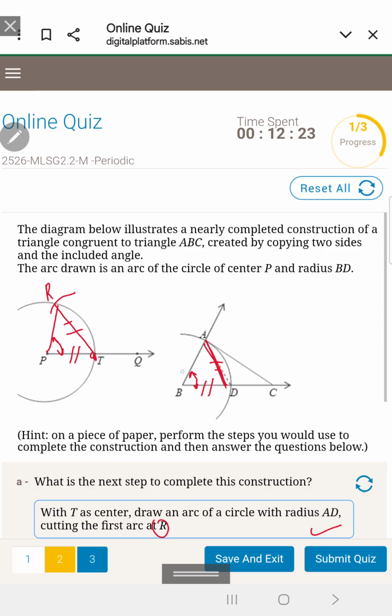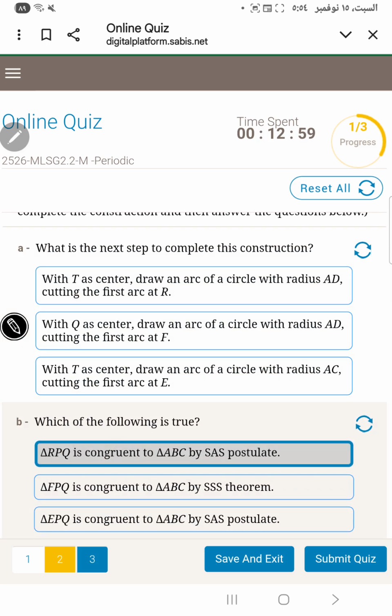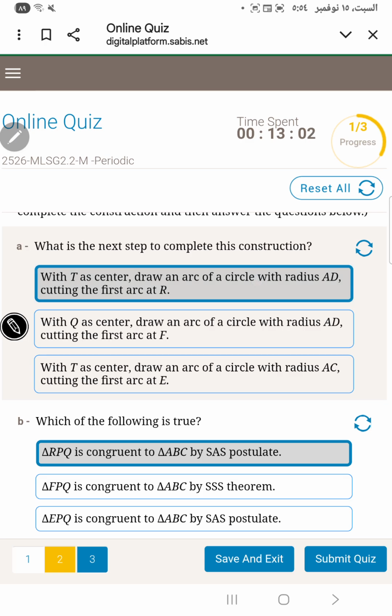So this means we copied exactly the same angle because we opened the arc AD and it's equal to the arc now TR. So now in part B you have to choose the option which has point R. You have to choose PRQ is congruent to ABC. So if you connect this to this, you get PRQ congruent to ABC. So the option which has R in it is this one. That's the option you have to choose.